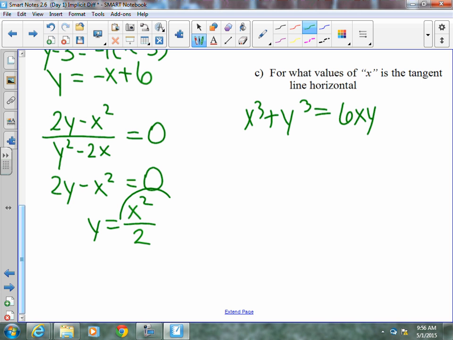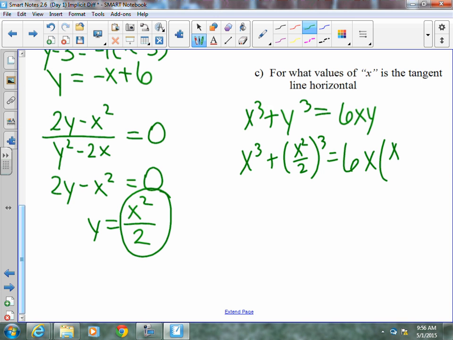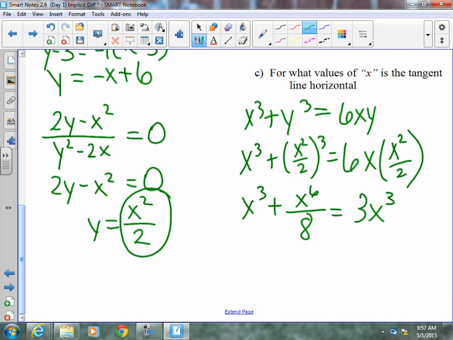And everywhere there's a y, we're going to plug in this x squared over 2. So x cubed plus (x squared over 2) cubed equals 6 times x squared over 2. And we need to solve this equation for x. So, x cubed plus x to the 6th over 8 equals 3x cubed, because our 6 and our 2 will reduce.